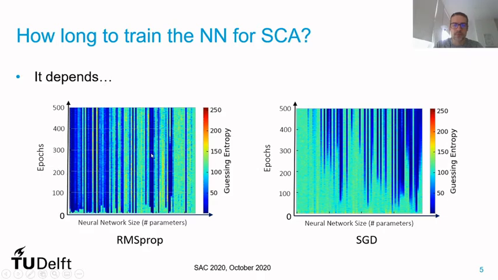Then we changed the optimizer to SGD, and we observed a very different behavior this time. For bigger models, the guessing entropy is smaller, and at the same time for smaller models, guessing entropy is not very good. So we decided that optimizers completely change the scenario of the training process, and they deserve some closer analysis and more attention to understand how they really impact the training phase.